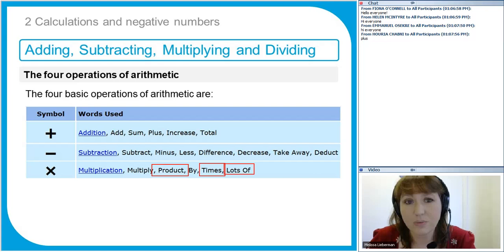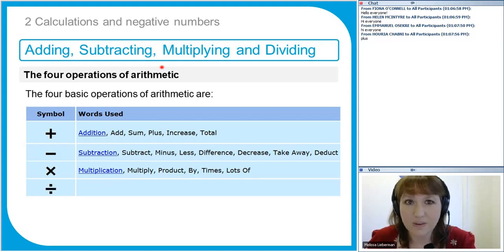Just turn on my pointer tool actually. Lots of. So you might say, what are 7 lots of 8? So 7 times 8. And you should try to learn your times tables. It will help with division if nothing else. You do have a calculator in 2 of your exam papers, but there's 1 exam paper where you have to do some non-calculator work. I'll give you some tips for learning your tables in a minute.